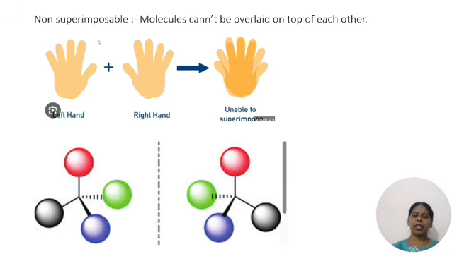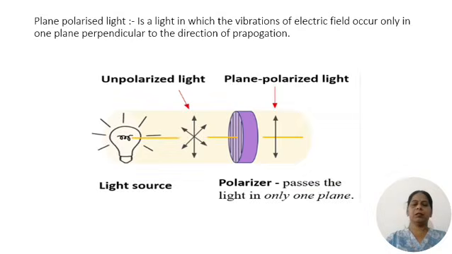So that type of images are called non-superimposable mirror images. They are mirror images, but non-superimposable because the molecules cannot be overlaid on top of each other. If we try to place one molecule above the second molecule, then the molecules will not match. So that is called non-superimposable mirror images.